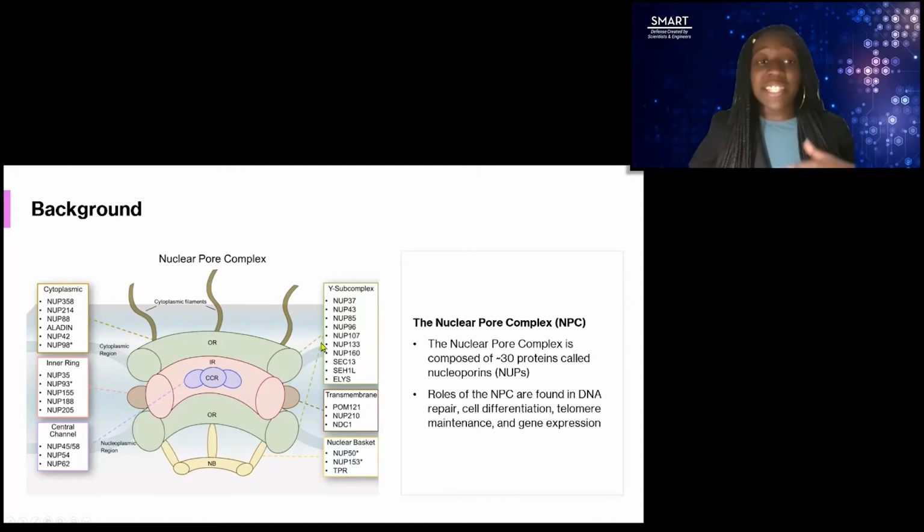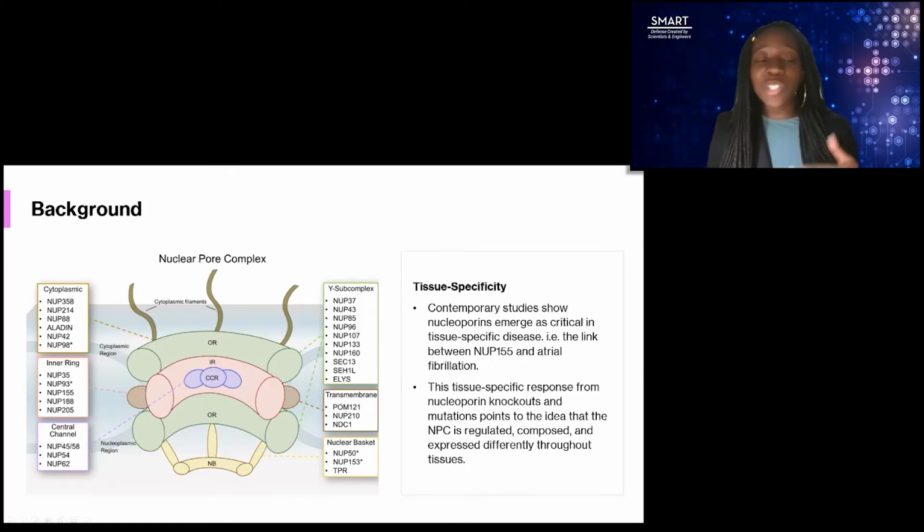Research has shown that the nuclear pore doesn't only work with transport, it has very important roles in things like DNA repair, cell differentiation, telomere maintenance, and even gene expression. So for a structure that's found so ubiquitously throughout almost all of our cells, researchers have begun to theorize that potentially having a well-regulated nuclear pore is important to having well-regulated life.